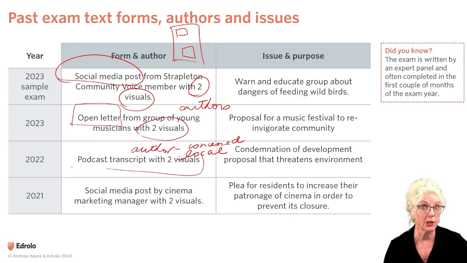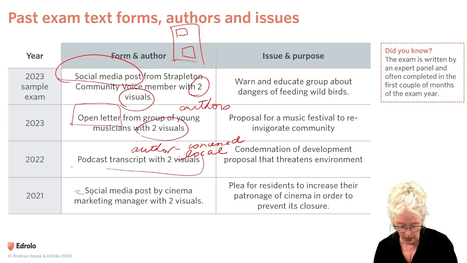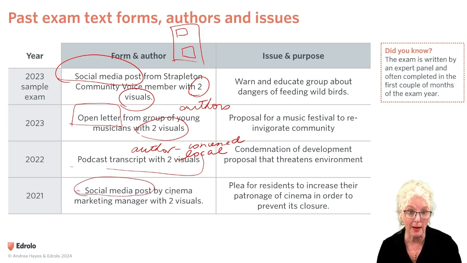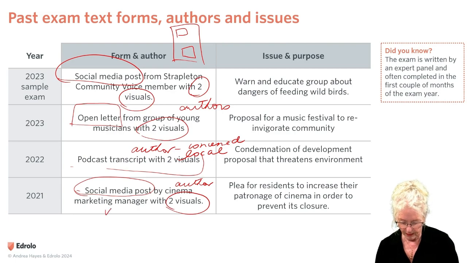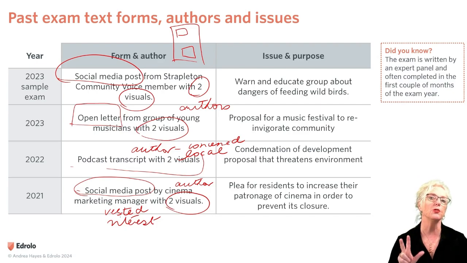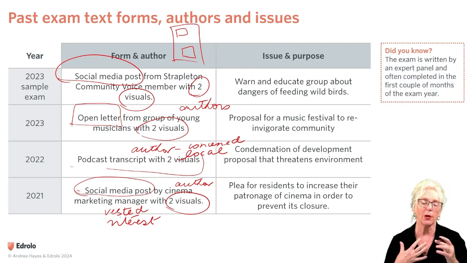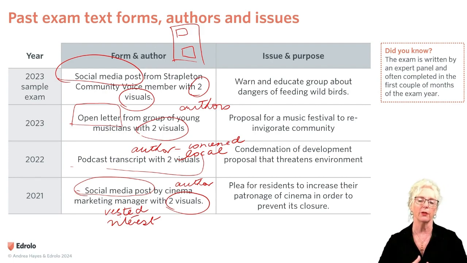And the 2021 end of year examination Section C text was a social media post by a cinema marketing manager, there's your author, and it had 2 visuals. So here we've got, of course, vested interest where you've got the marketing manager and an easy dual purpose here. While it was a plea for residents to increase their patronage of the cinema in order to prevent its closure, that was on one level. On another level, it was anti-streaming.